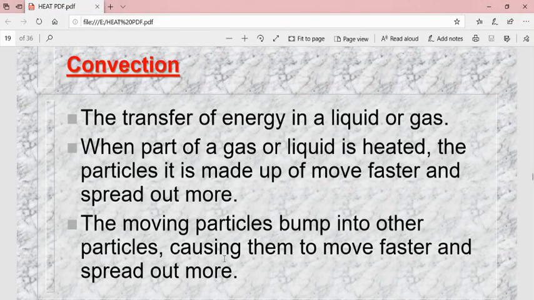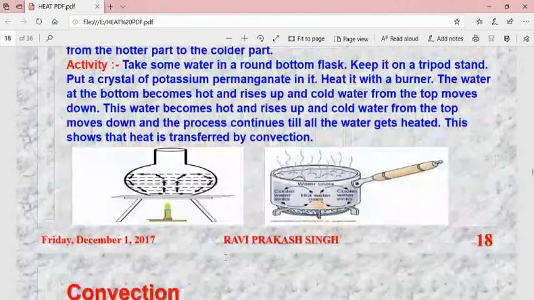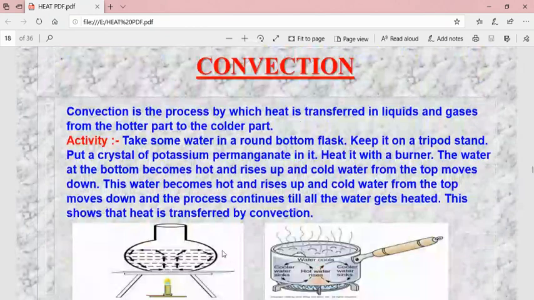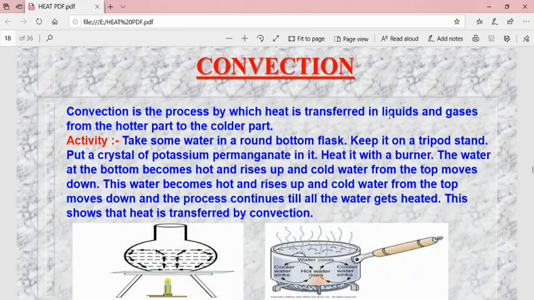So what does it mean? You can understand this by an activity. I'll show you one activity based on convection. Convection is a process by which heat is transferred in liquids and gases from the hotter part to the colder part. So the convection process takes place mainly in water and air medium. In order to understand this convection process, I'll show you one activity based on this method.